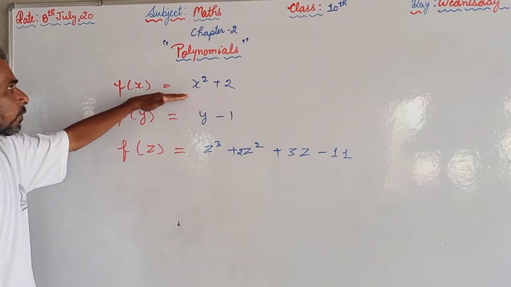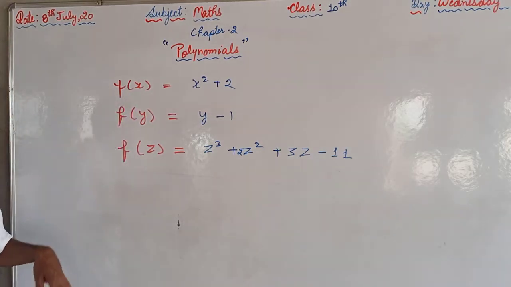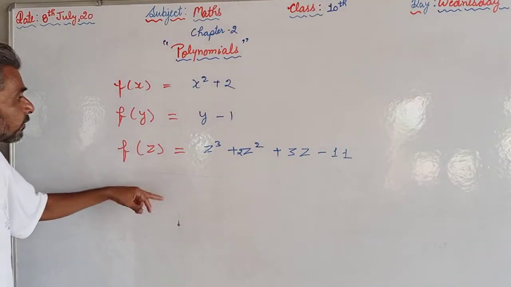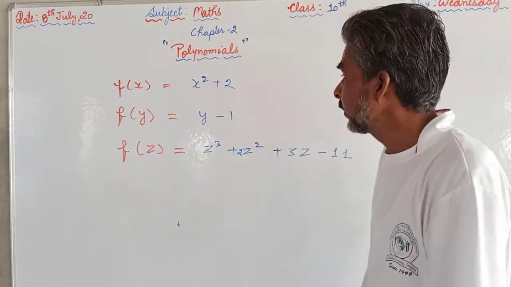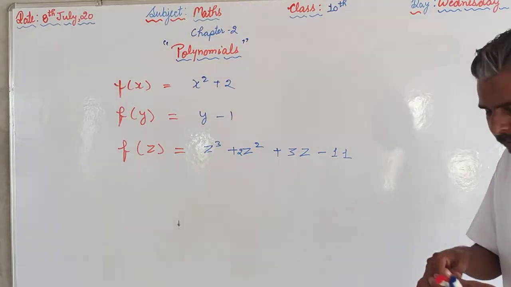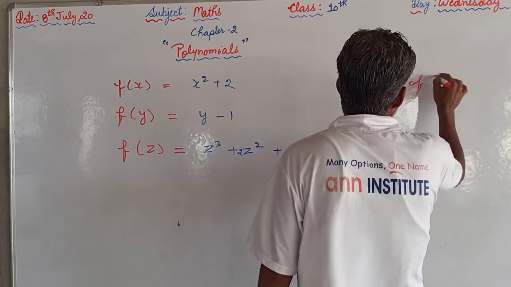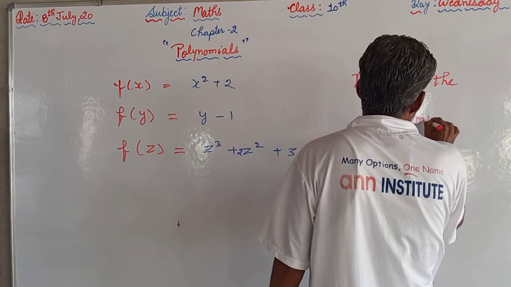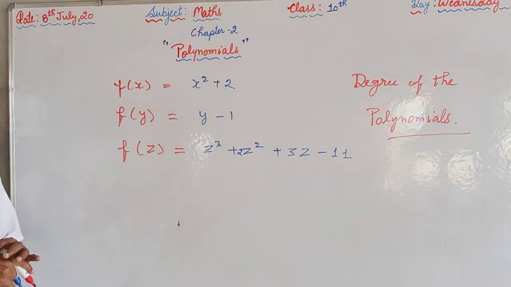First one is the polynomial with variable x. Second one is the polynomial with variable y. Third one is the polynomial with variable z. Now one more thing is there, the degree of the polynomial. What is the degree of the polynomial? Degree means the highest power of the variable.